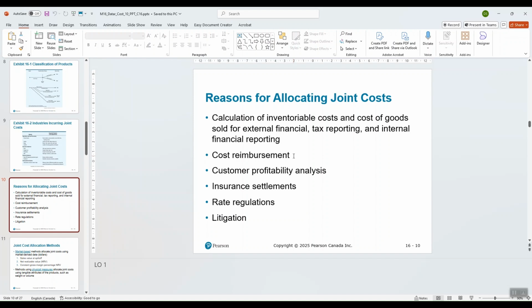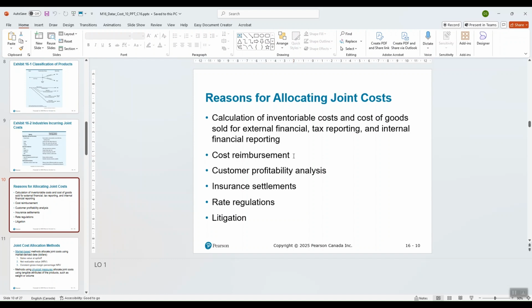Insurance settlement. Sometimes if something happens in a business, there's a damage, there's a fire, and then when it comes to the reimbursement by the insurance, they want to know the costing to make sure that they understand the cost of each product, which are the main or the joint products, or even scrap as well.